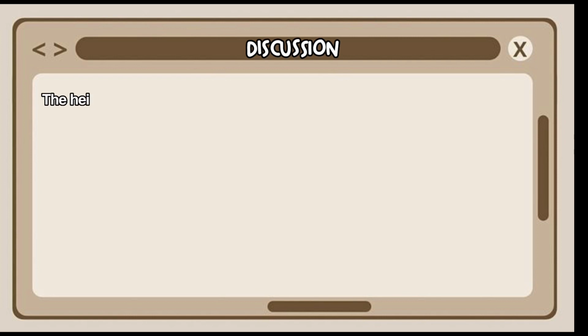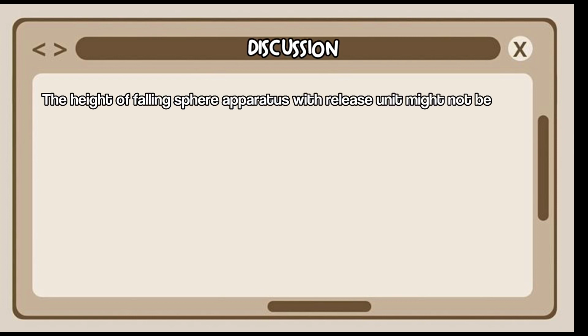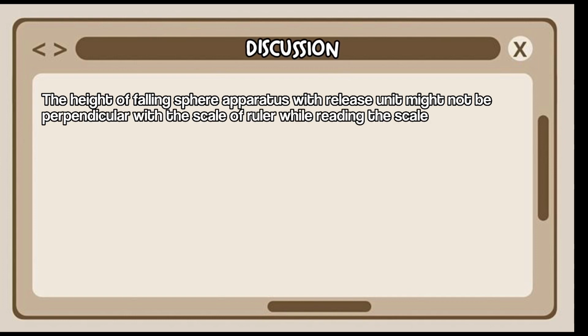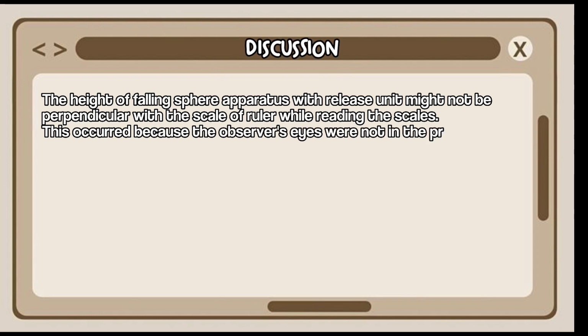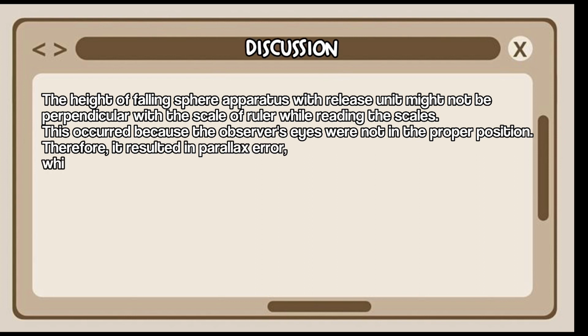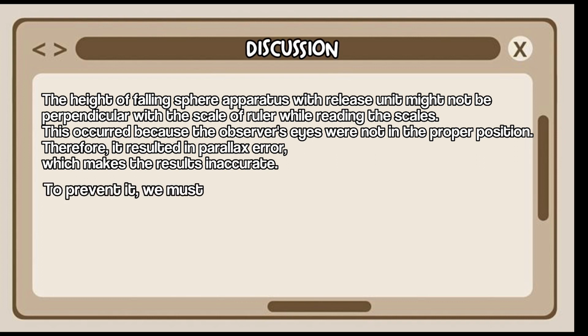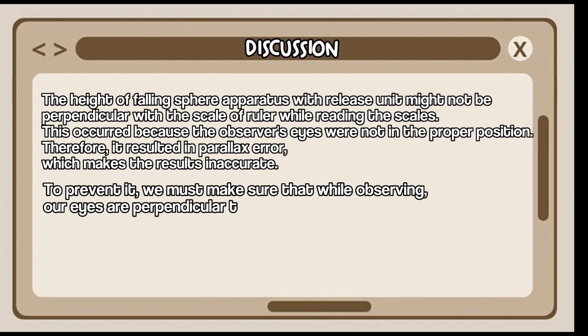The height of the falling sphere apparatus with release unit might not be perpendicular with the scale of the ruler while reading the scales. This occurred because the observer's eyes were not in the proper position. Therefore, it resulted in parallax error, which makes the results inaccurate. To prevent it, we must make sure that while observing, our eyes are perpendicular to the ruler.